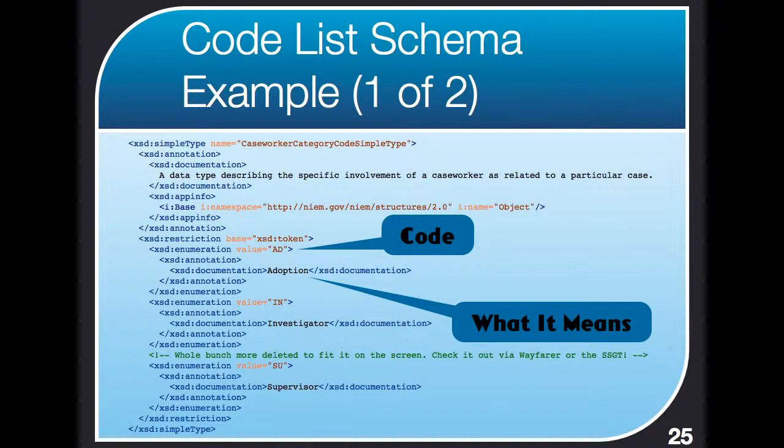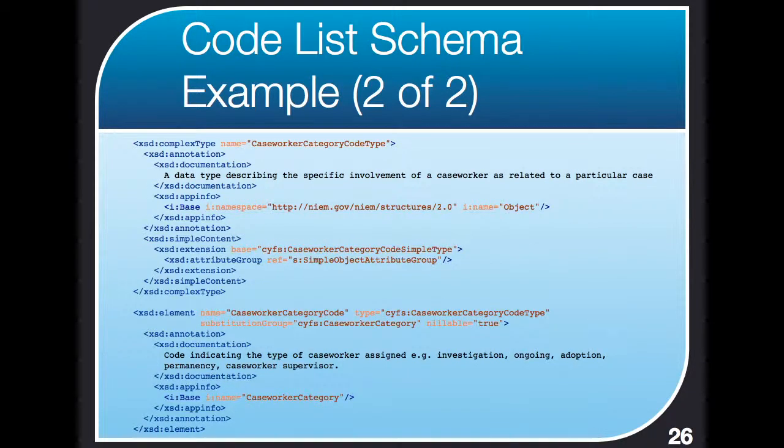That's the code for adoption. The next one you see is IN, and that's the code for investigator. Then you'll see a whole bunch were removed because we just can't put too many on the slide or you can't read it. But the last one is SU for supervisor. So the end result here is we have a simple type that has a number of values in it, and it's basically a code table. And the piece we see right here, missing all the stuff I deleted for the sake of space, is we have 3 codes, AD, IN, and SU, and those stand for Adoption, Investigator, and Supervisor.